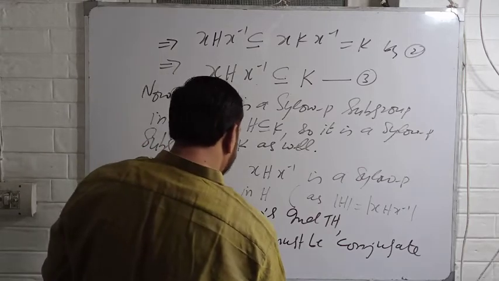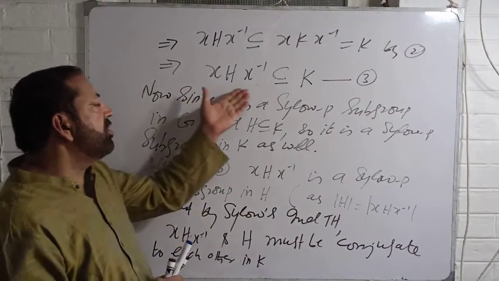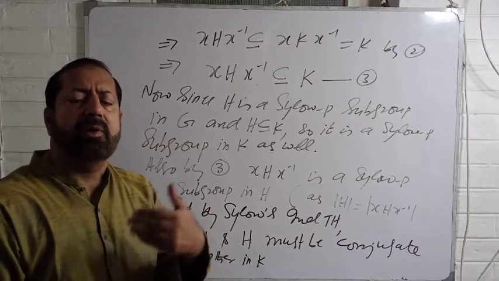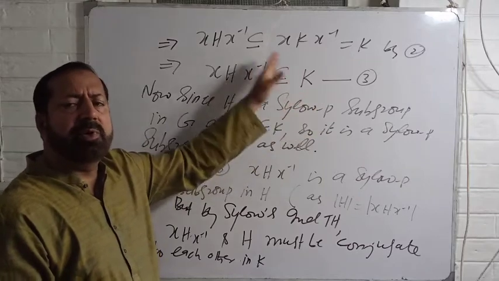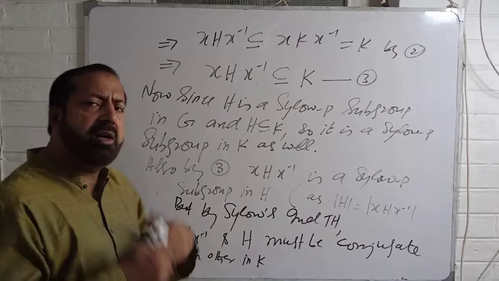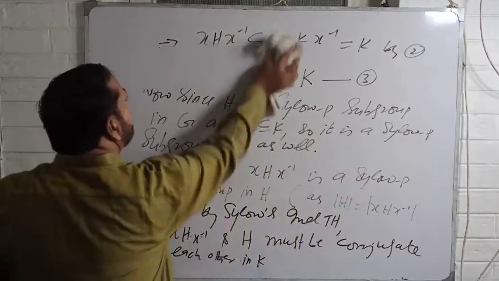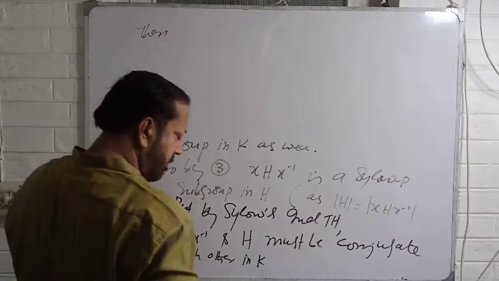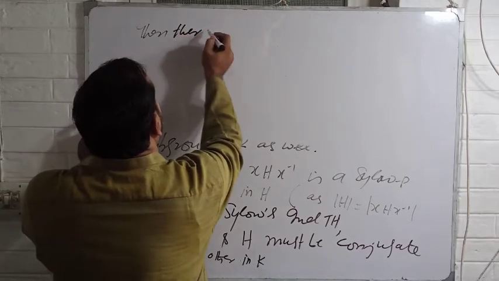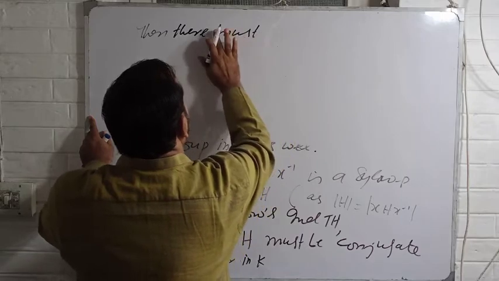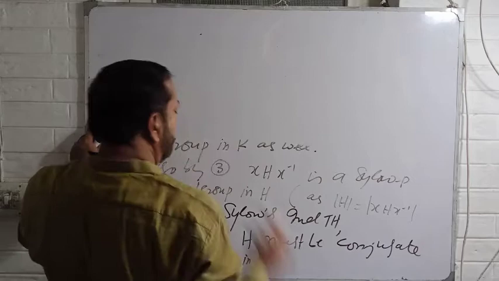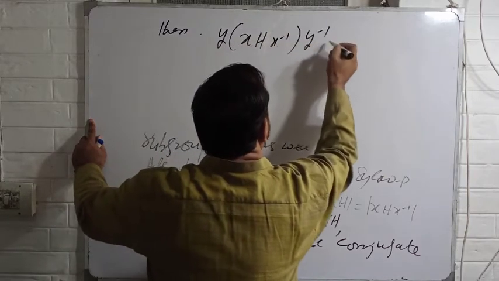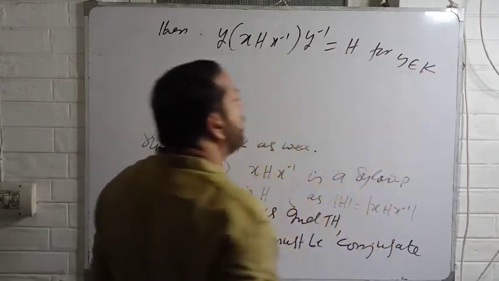in K, right? Okay, you have shown that xHx inverse is a Sylow-p subgroup in K, and also you have taken H as a Sylow-p subgroup in G, and since H is contained in K, H is a Sylow-p subgroup in K as well. This means that this subgroup and H are conjugate to each other, that is, then there must be, or you can say directly, then yxHx inverse y inverse must be equal to H for some y belonging to K.